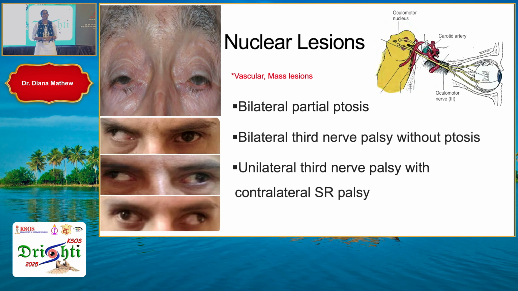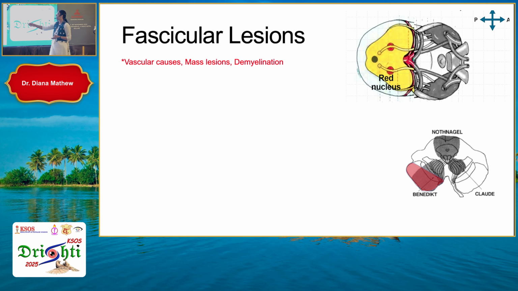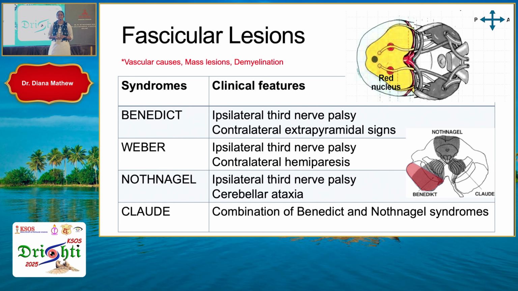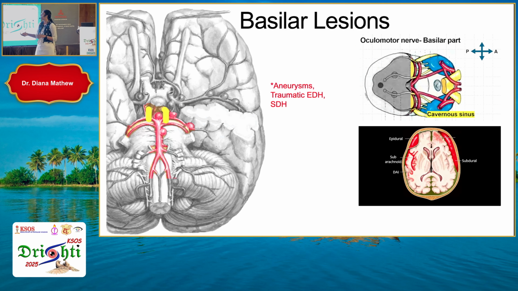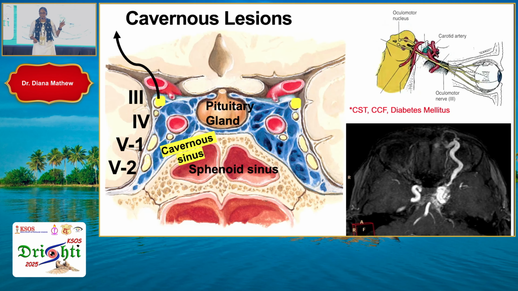Now we will have a quick look into the pathologies at different levels. At nuclear level, vascular or mass lesions are common. These are all different clinical presentations. At fascicular level, the lesion will result in various syndromes like Benedikt, Weber, Nothnagel, and Claude syndrome. Please write down, as a homework, the clinical presentations of each of these. Since the nerve is unaccompanied by any other cranial nerve in the basilar part, the lesions like aneurysms or traumatic EDH or SDH will result in isolated third cranial nerve palsy.